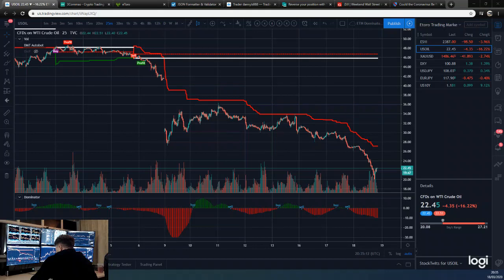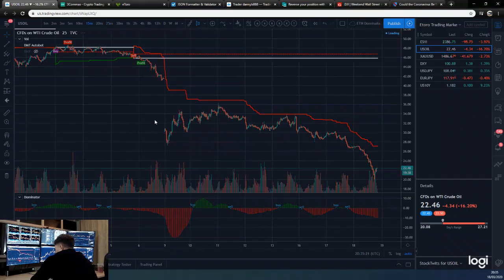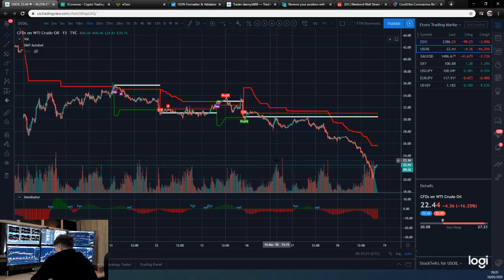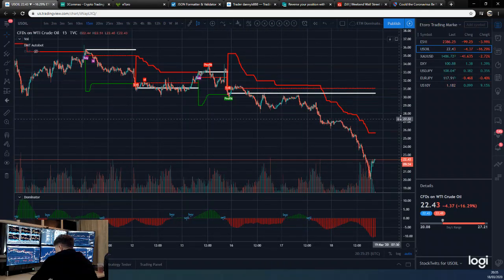So we're going to have a look at the oil market through the lens of our indicators that we use to trade over here at Trading with Dan. The two main indicators we use are the DMT indicator and the Dominator indicator.